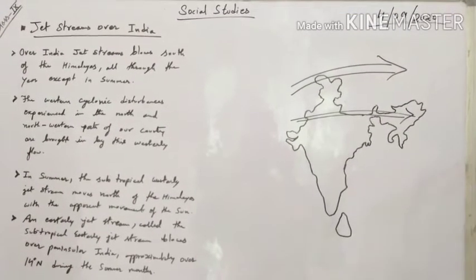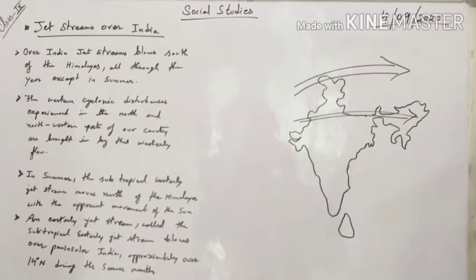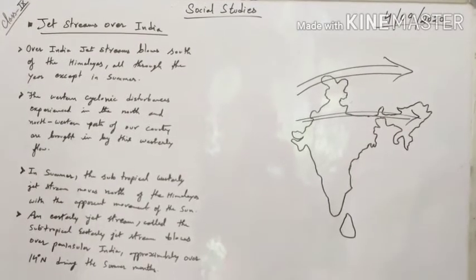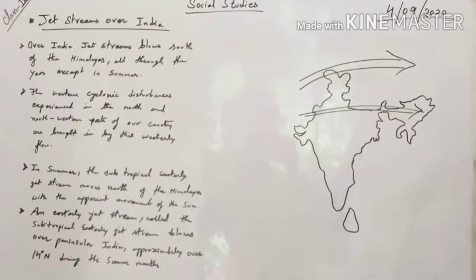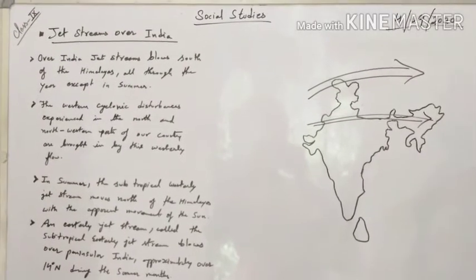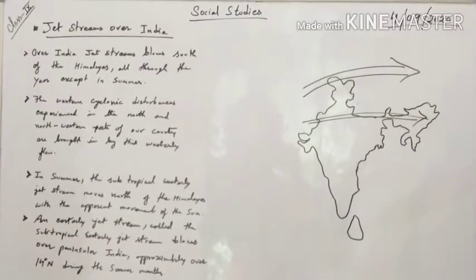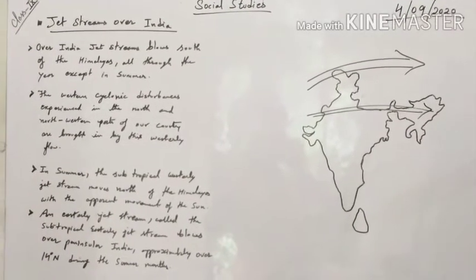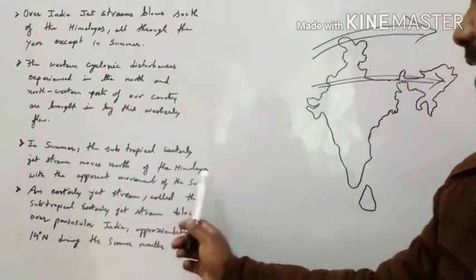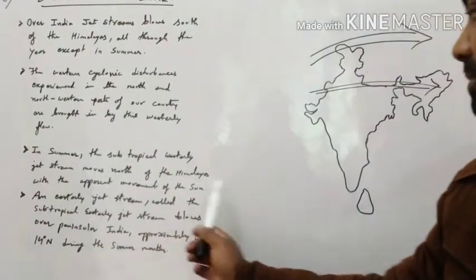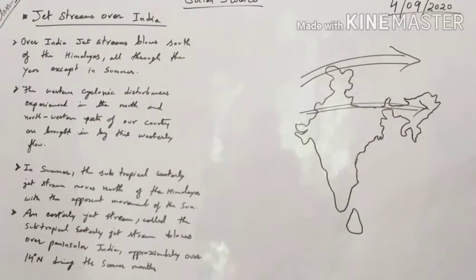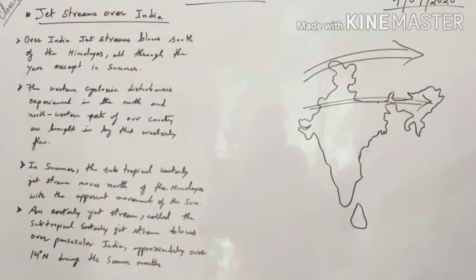And this is the main reason why western cyclonic disturbances are experienced by our country. In the north and northwestern part of our country, the western cyclonic disturbances are caused, and the main reason behind this is the westerly flow of this jet stream. Now in summer the subtropical westerly jet stream moves north of the Himalayas with the apparent movement of the sun. With the apparent movement of the sun, this jet stream suddenly moves upward, that means towards the north of the Himalayas.